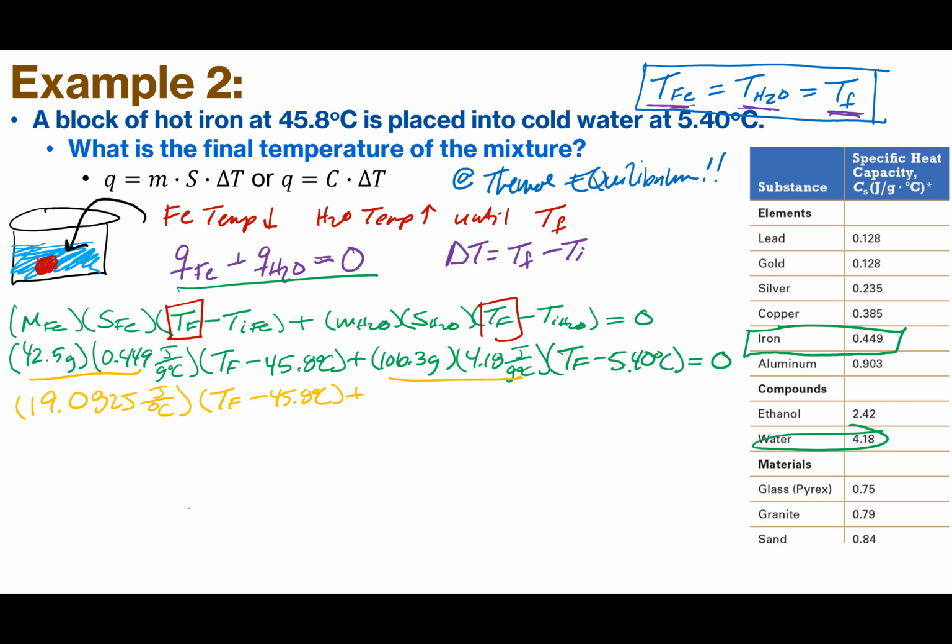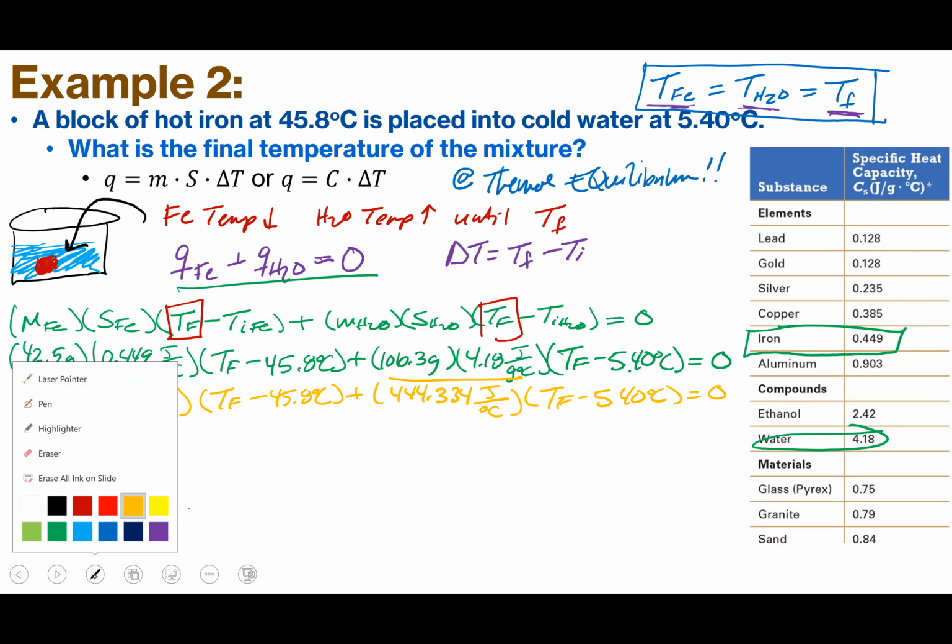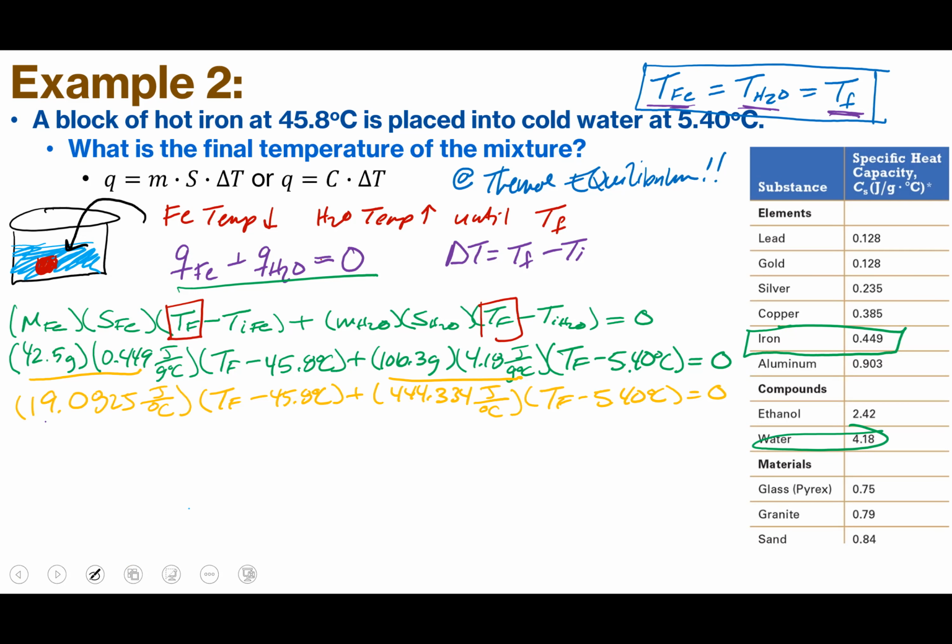Then we're going to multiply 106.3 times 4.18. That's going to give us 444.334. Again, grams cancels. That gives us joules per Celsius. And our T final minus 5.40 Celsius equals 0 is all still there. Now I'm going to multiply and distribute this into here and this one into here. I know it sounds like a lot, but this is the step that makes everything work out.